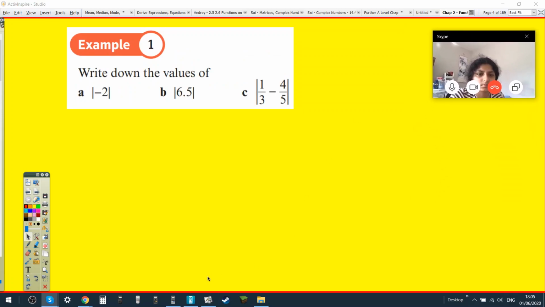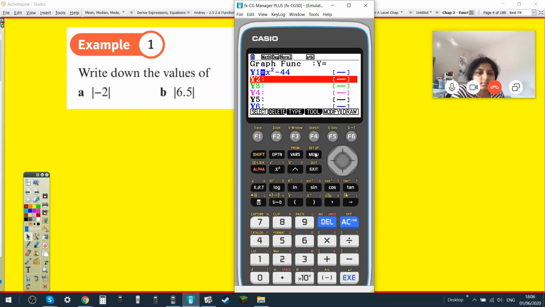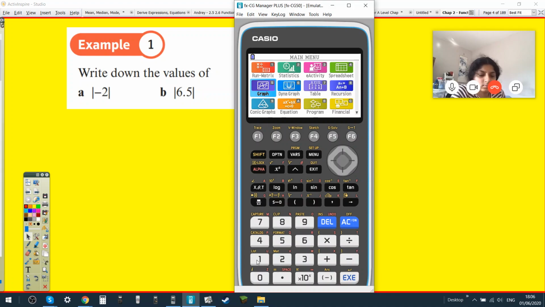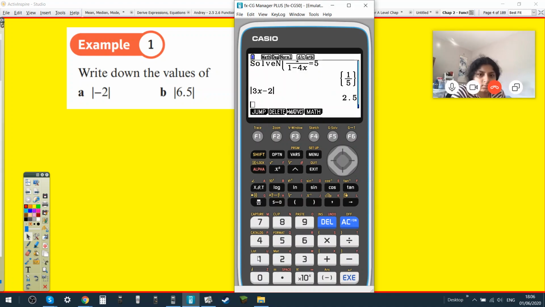What calculator do you use? Graphical, normal? Yeah, graphical. Okay, graphical. Menu, run matrix is 1. And you can do, math is F4. Press right. No. Oh, yes, F3, absolute.